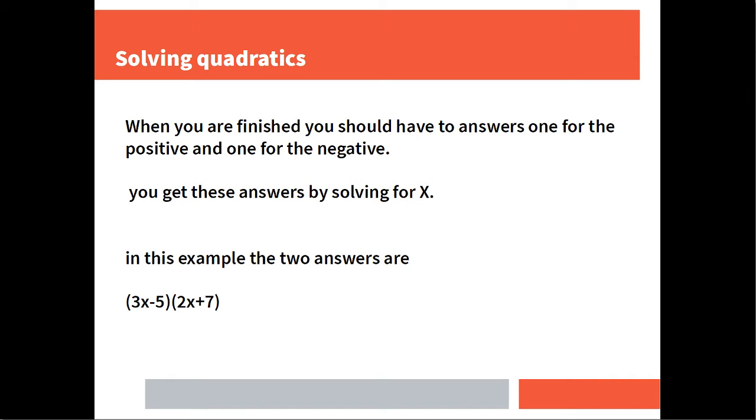Now, when you're finished, you should have one answer for the positive and one answer for the negative. This is from your minus b plus your square root term and your minus b minus the square root term. And in this example, the two answers are 3x minus 5 and 2x plus 7.